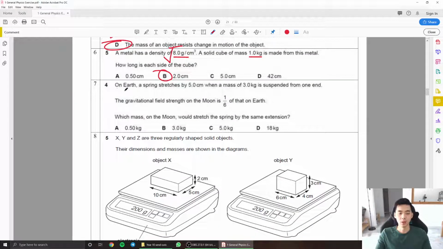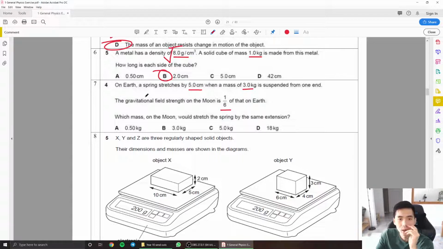An object on Earth, a spring stretches by 5 cm when a mass of 3 kg is suspended from one end. The gravitational field strength of the moon is 1/6 of the Earth. Which mass on the moon would stretch the spring by the same extension?